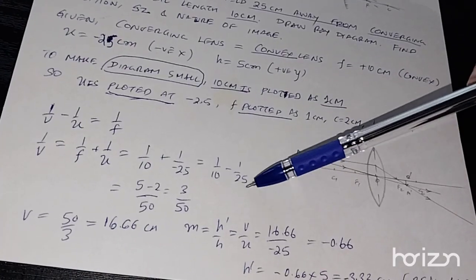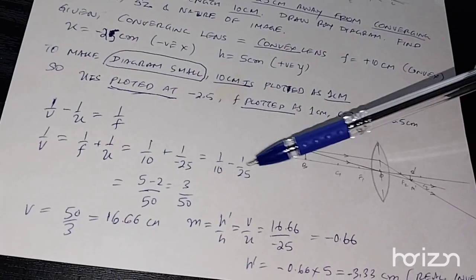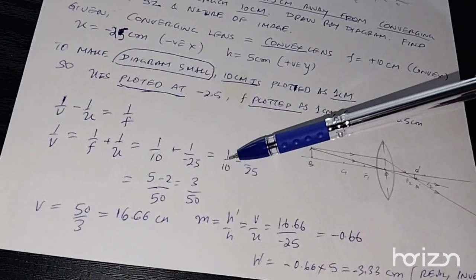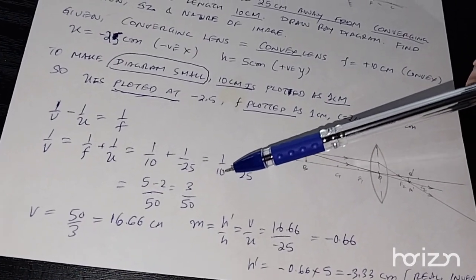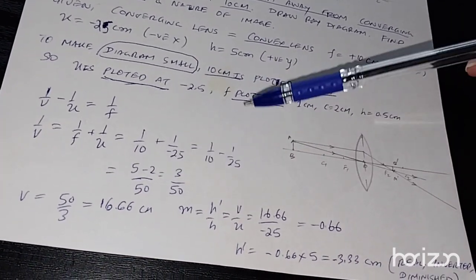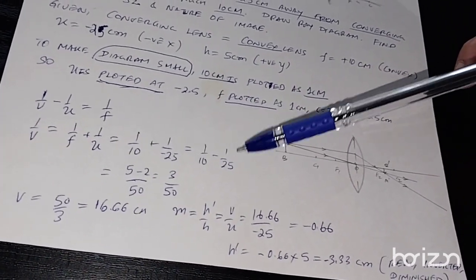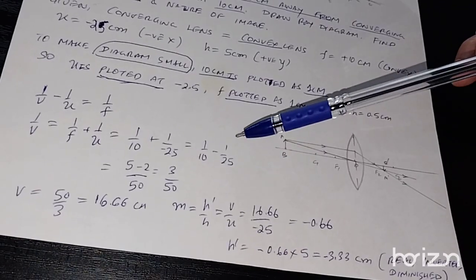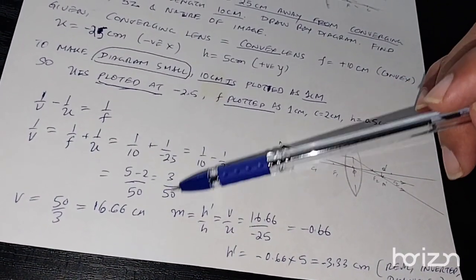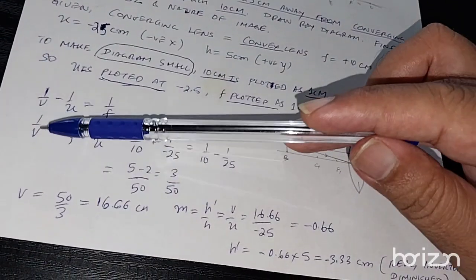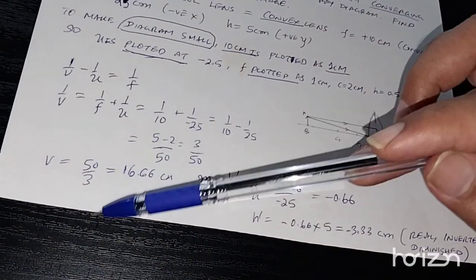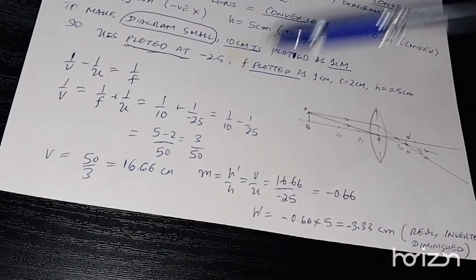What is the LCM of 10 and 25? 25 2s are 50, 10 5s are 50. So the LCM is 50, correct? To make the denominator the LCM, we have to multiply by 5, numerator also multiply by 5, you will get 5. 25, to make it LCM, multiply it by 2, denominator 2, numerator 2, you will get 2 by 50. So 5 minus 2 by 50 is 3 by 50. So 1 by v is 3 by 50. So v is 50 by 3, that is 16.66 centimeter.